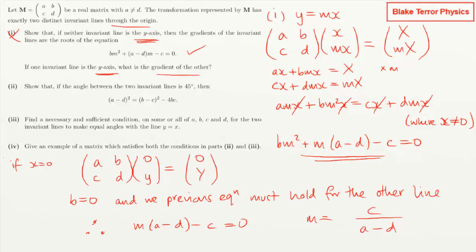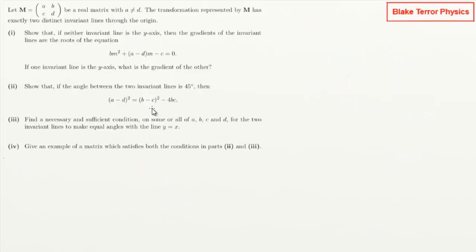So let's get a fresh sheet up. Part 2: show that if the angle between 2 invariant lines is 45 degrees, then we've got this, right? So for the angle between 2 lines, we're thinking scalar products here. Let's jump in on this then. If theta is 45 degrees, then cos theta is going to be equal to root 2 over 2, which isn't great.